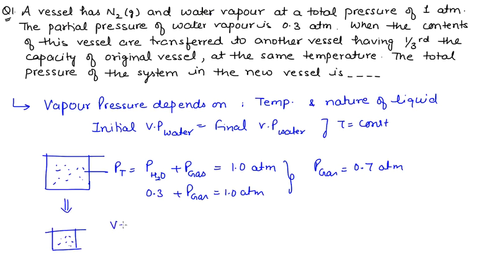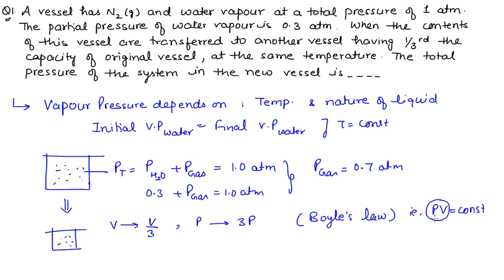So when volume is V by 3, pressure goes to 3 times. Okay, it's just Boyle's law, that if the temperature is kept constant and the volume is 1/3, the pressure will be 3 times. That is PV is equal to constant. You decrease the pressure, volume will increase to keep this PV constant.